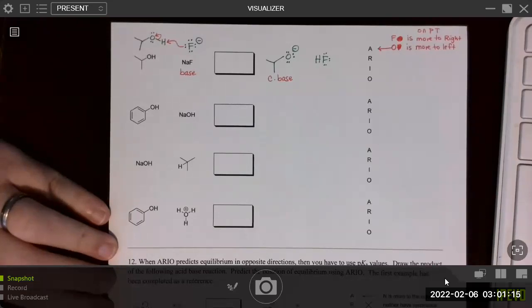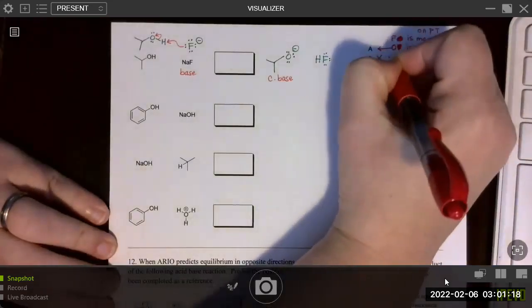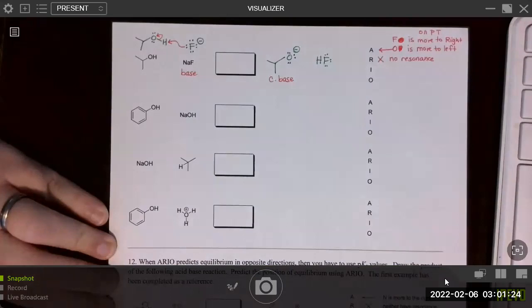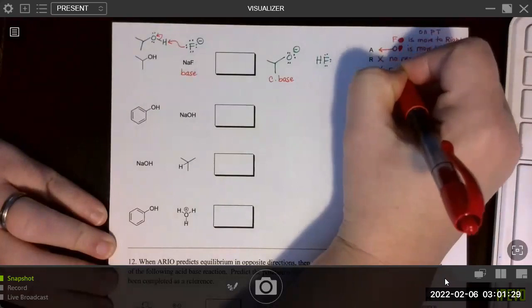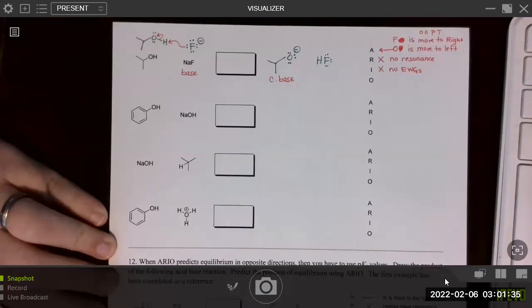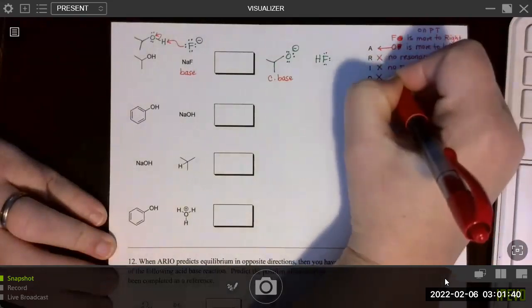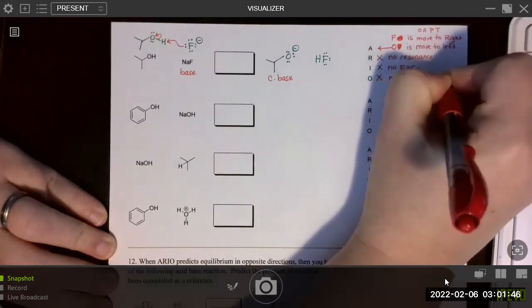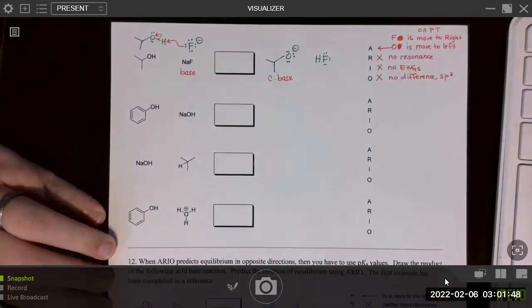Okay, moving on to resonance. We'll just put a big X and say no resonance on either case. Are there any nearby electron withdrawing groups? No, no nearby electron withdrawing groups. And then for the orbital, both of those are sp3. No difference.